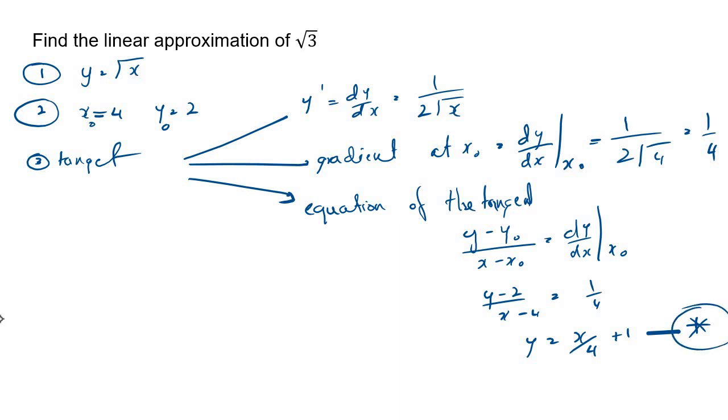So now that we have the tangential line, instead of substituting 3 in the original function and needing a calculator to get that, what we do is substitute the 3 here. So we get y equals 3 over 4 plus 1, which is equal to 1.75. So those are the steps to finding the linear approximation. There are 4 steps to finding the linear approximation of a function. So we'll do another example to see if we can find the linear approximation of another function.